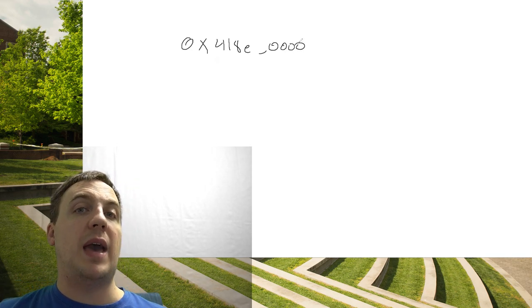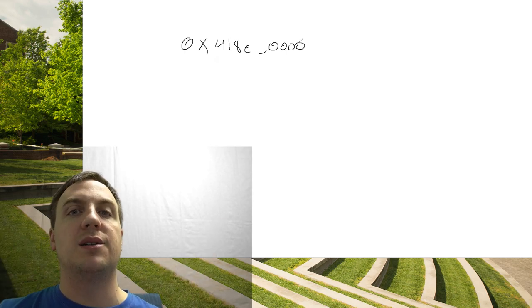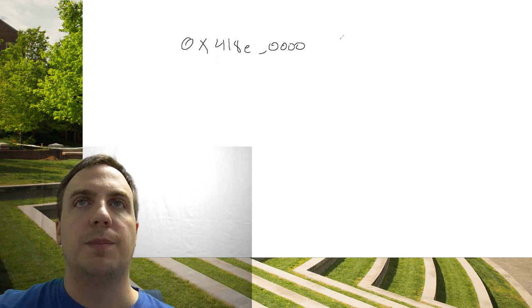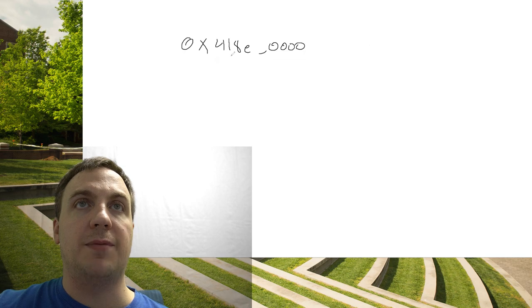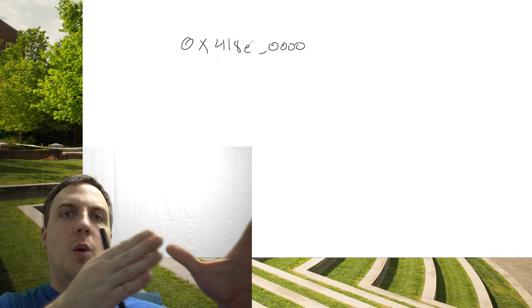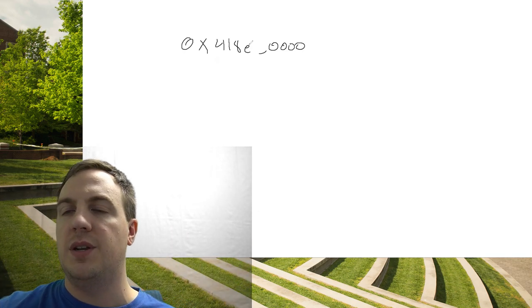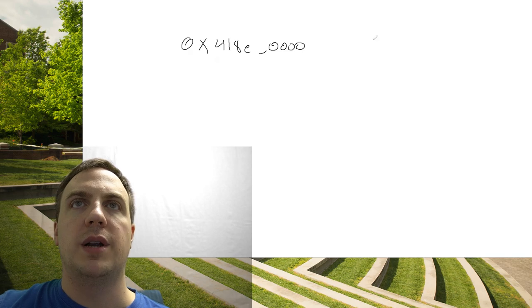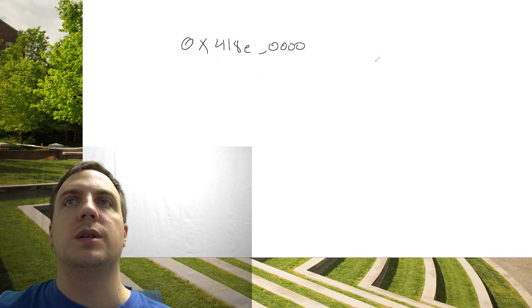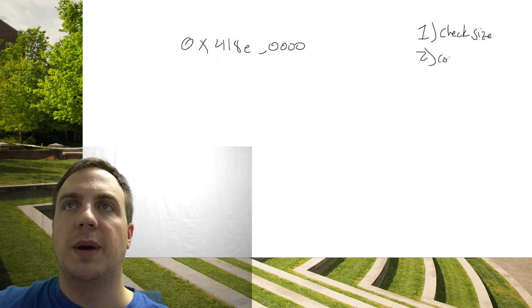Okay, since we have 8 digits, we know this is a 32-bit number. So everything we're going to do here is based off of a 32-bit IEEE. So that's the very first step. We have to know what format we're in, because whenever we decode this, we have to know what groupings of bits. Is it 8 bits? Is it 11? Is it 23 bits? Is it 52? So in this case, we know it's 32 bits. So step one, check size. Step two, convert to binary.